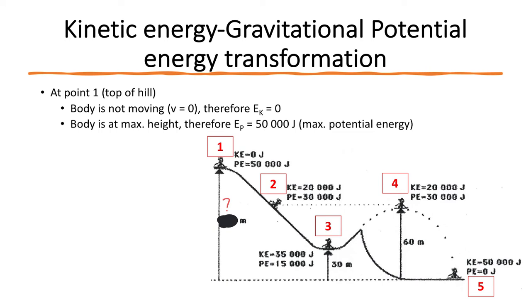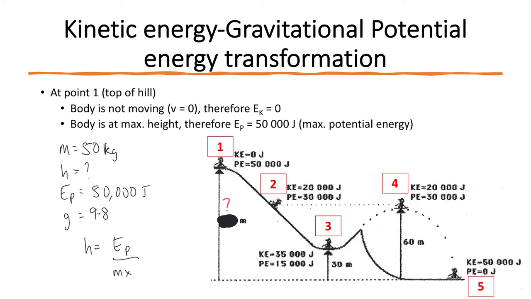First of all, can we work out the height that this dude is at the beginning? Right? So let's just say that, okay, his mass is 50 kilos. His height, unknown. His EP, or potential energy, is equal to 50,000 joules. And he's on Earth. He's got 9.8 gravity. All right. So H is equal to EP over M times G.